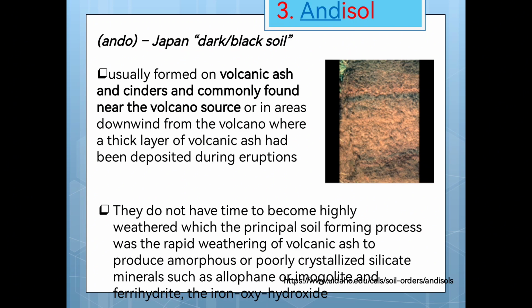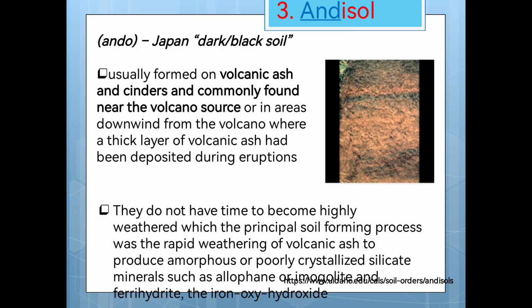So these are volcanic soils, and they do not have time to become highly weathered, in which the principal soil forming process was the rapid weathering of volcanic ash to produce amorphous or poorly crystallized silicate minerals such as allophane or imogolite and ferrihydrite, the iron oxyhydroxide. So ang tandaan nyo is, ando in Japanese is dark black soil coming from volcano. So these are usually volcanic soil.